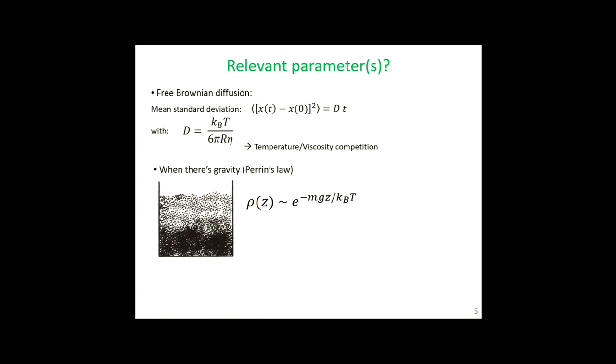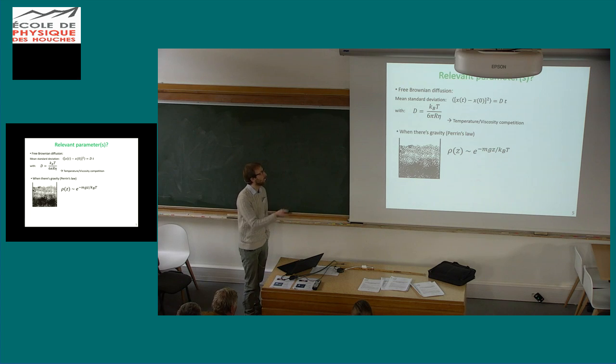So just to remind you, when you have a free Brownian diffusion, you have a diffusion coefficient, that is the ratio between the thermal energy, kT, and the Stokes viscous term. So there is a competition between temperature and viscosity. And when you add gravity, for example, with the very well-known Perrin's law, then what matters is the ratio between the weight of the grains and kT. So for example, this is the concentration of grains at a given altitude.